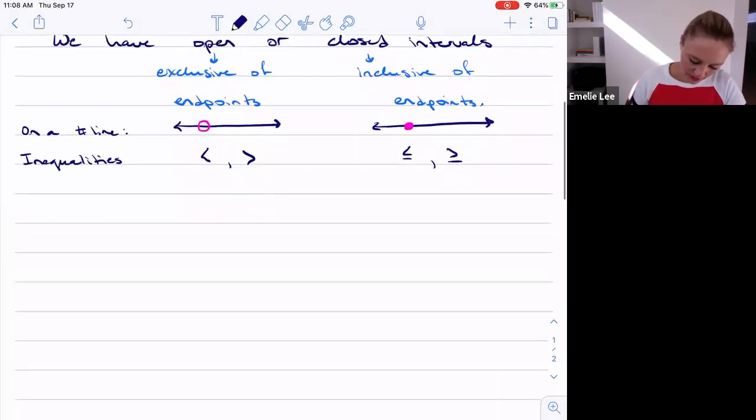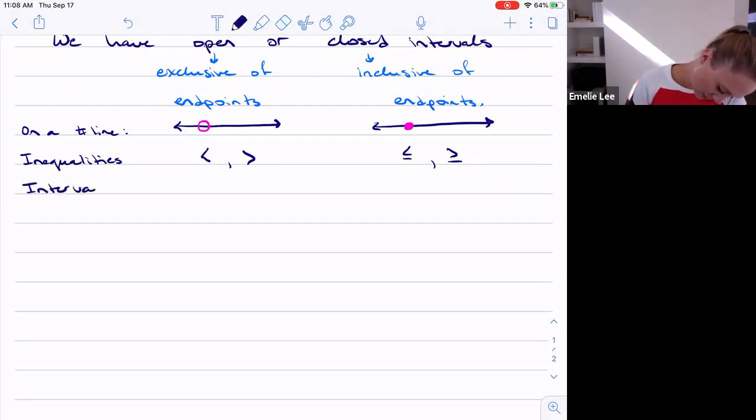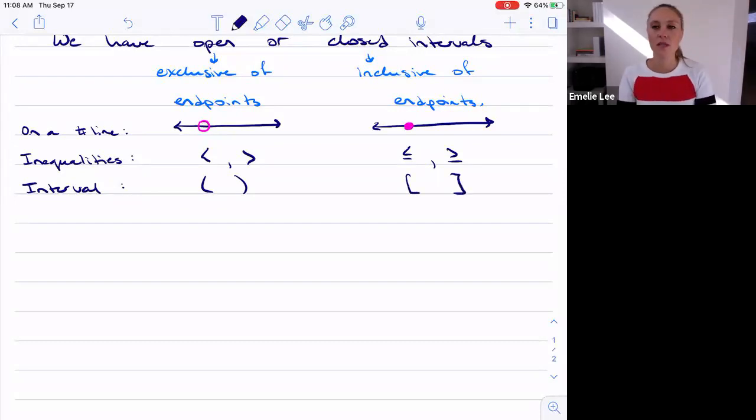And then finally, as an interval, the open interval would have round brackets, whereas if you have a closed interval, you have these square brackets. And then we can do a combination of these as we saw in the handout.